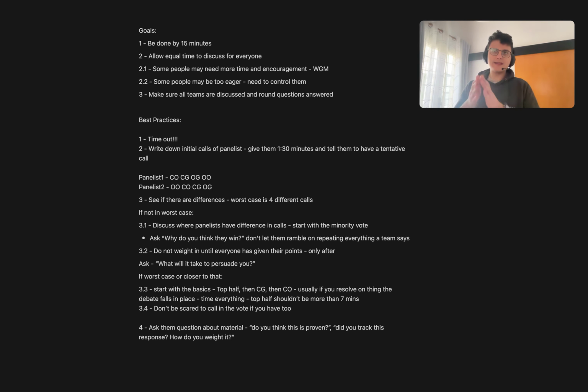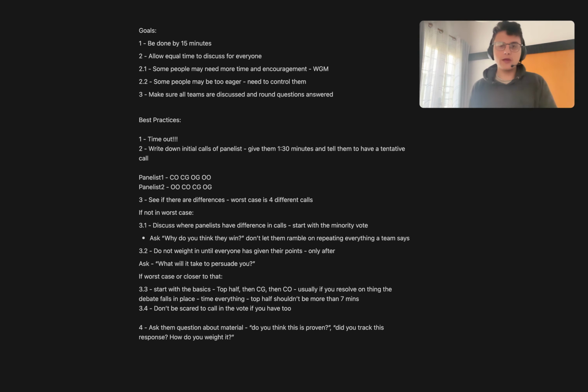And obviously this is a spectrum here. On the left side of the spectrum is everyone has the same call, we just have to discuss it. The right side is there are totally different calls, we need to resolve it. So those are the 2 scenarios. The first scenario that we're going to look at is if the calls are not that different. So we're not talking about the worst case. We mostly agree on most things, but for example, 1 or 2 comparisons we can't really agree on.